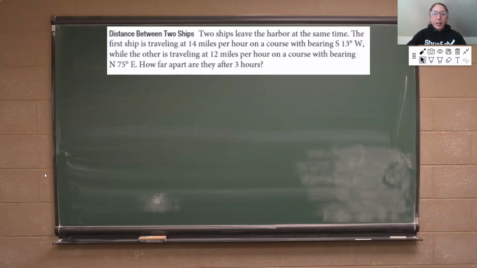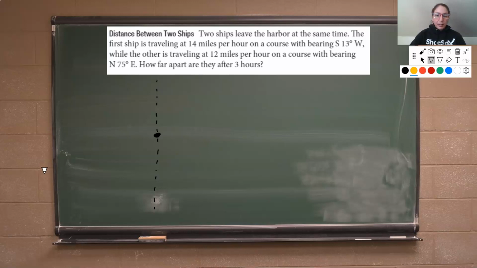as much fun. So 2 ships leave the harbor at the same time. Okay, I'm just going to write in some stuff for pictures. So that's the harbor, okay? The first ship is traveling at 14 miles per hour on a course of bearing south, 13 degrees west.